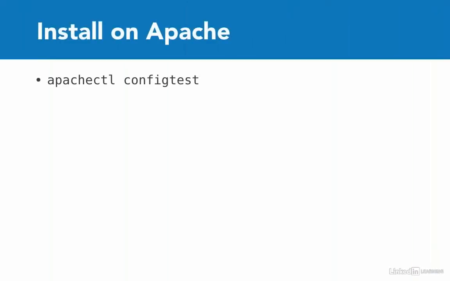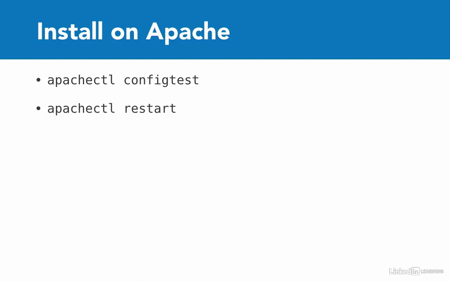Once you've got that configured, then you'll just need to tell Apache to check the configuration. You can do that with apachectl configtest, and it'll test out your configuration without doing anything, tell you if you have any errors, and then you'll tell it to restart.